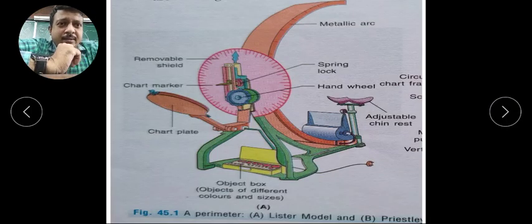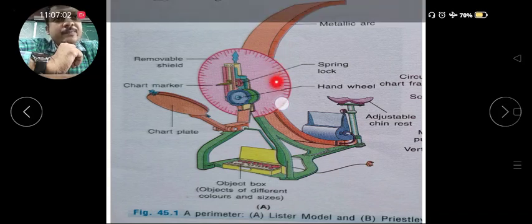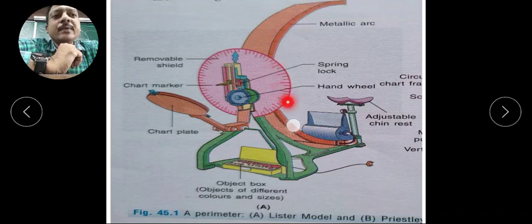Now, this is the Lister perimeter. The Lister perimeter consists of a stand on which there is a metallic arc. The metallic arc is about 330 millimeter long and curved anteriorly.